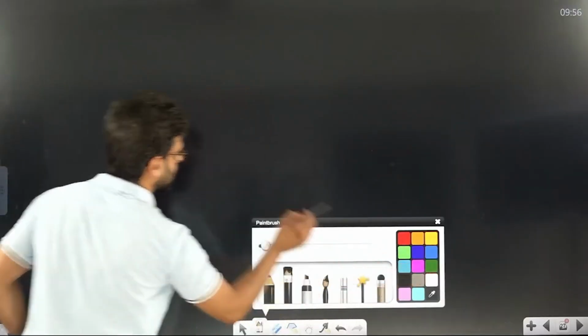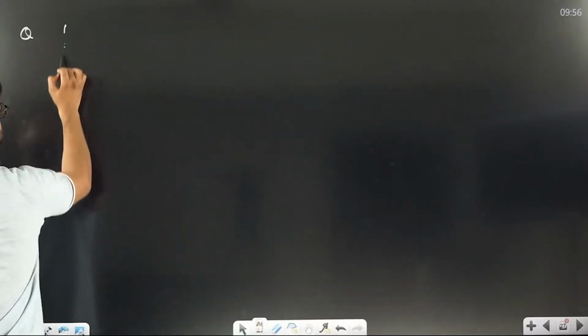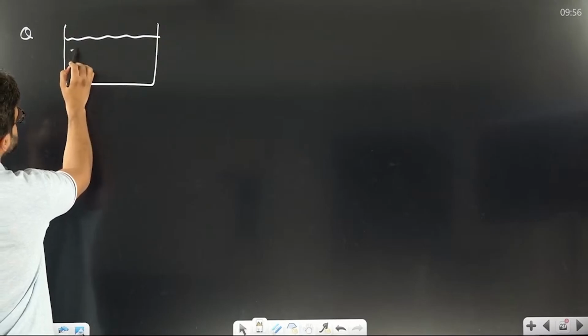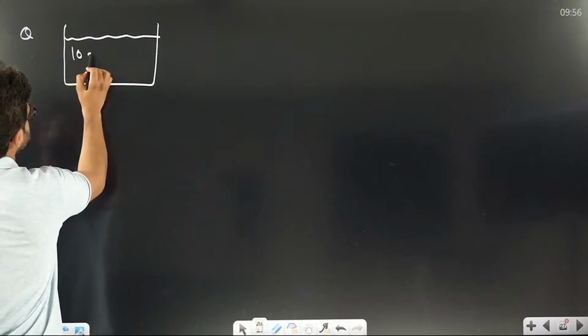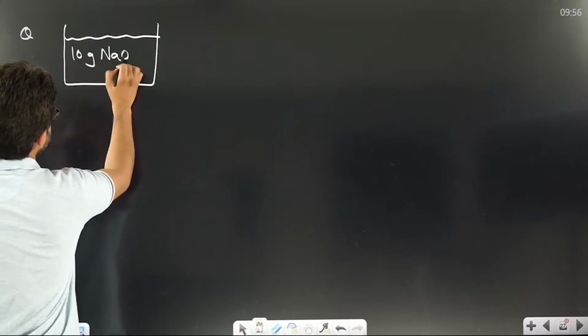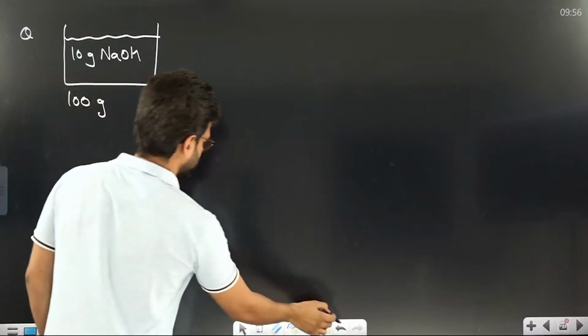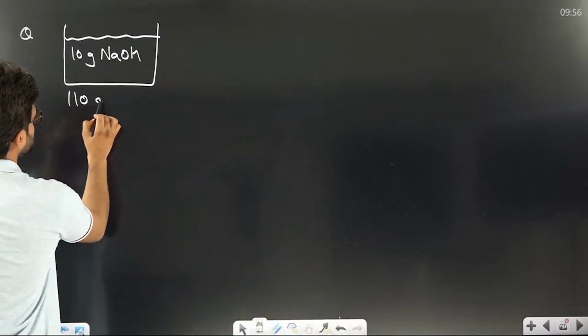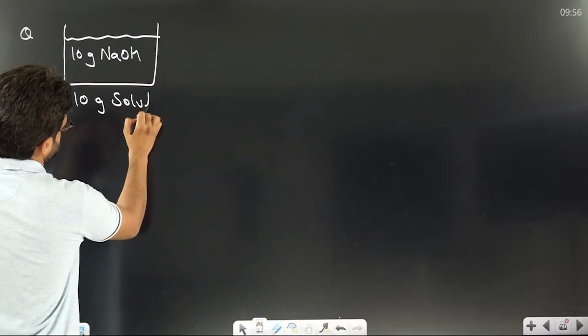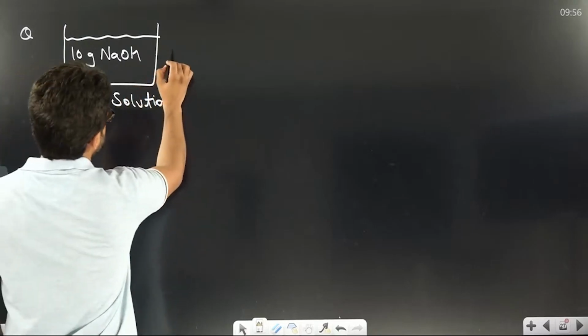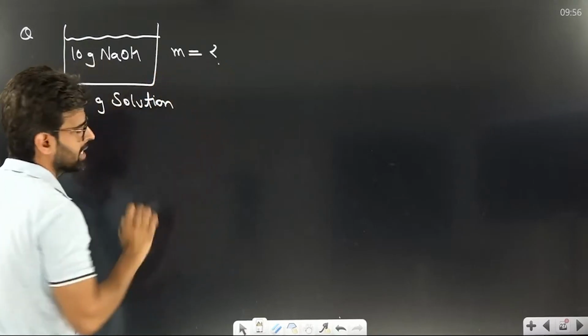Tell me now. Carefully give the answer this time. This is our solution, and I am saying it is having 10 gram NaOH. And here, imagine, we are having 110 gram solution. So find the molality of solution, bacha.